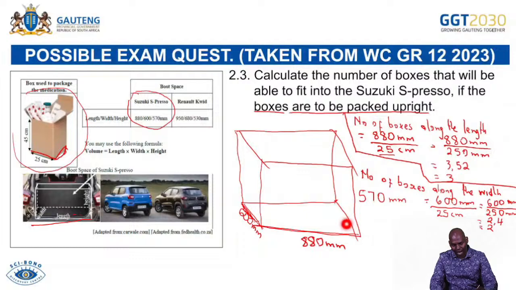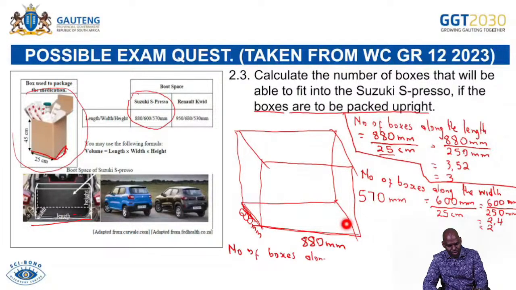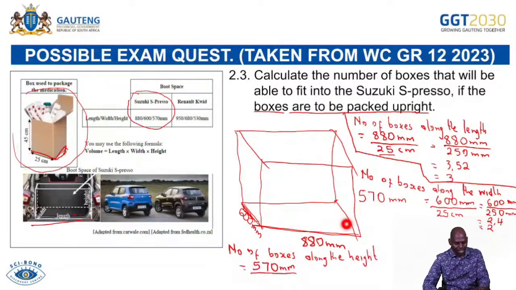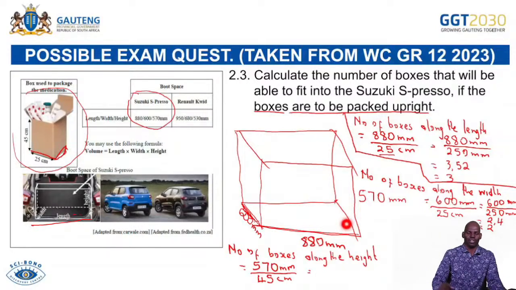Now I have to check the height-wise. So for the height-wise, I say number of boxes along the height. The number of boxes along the height. The height is 570 millimeters. Then I divide it by, if you look at the height of the box, it's 45 centimeters. Don't make a mistake. 45 centimeters. The same procedure.